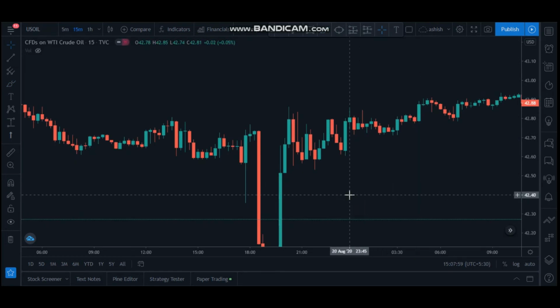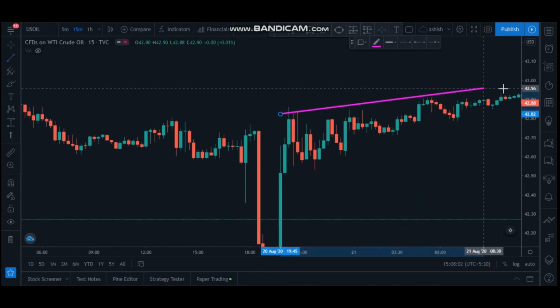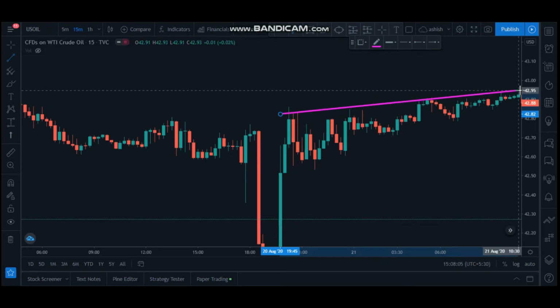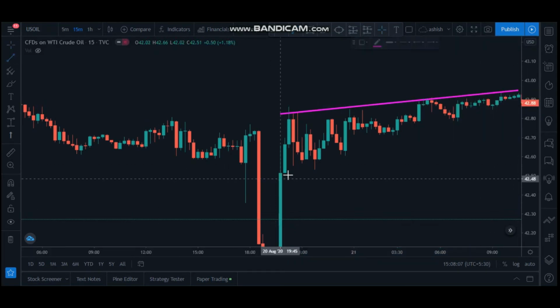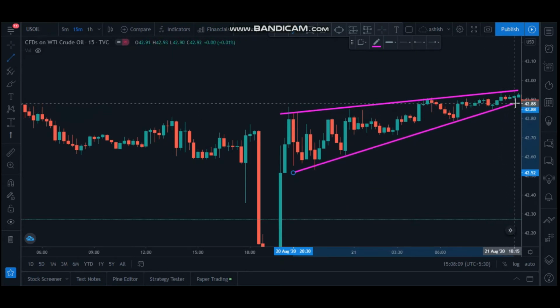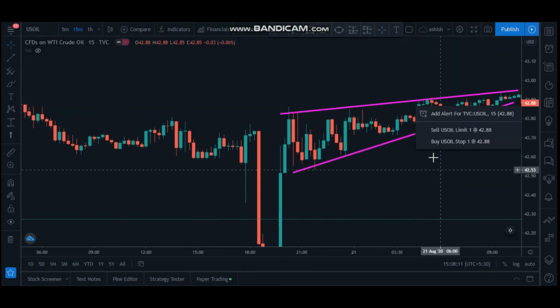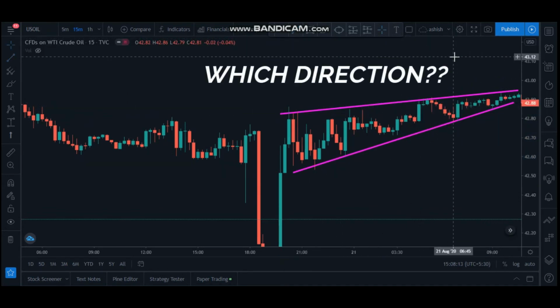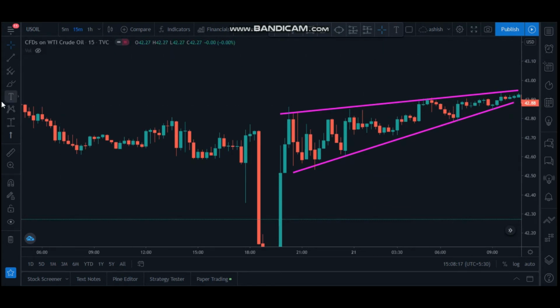Now let's take one more example of an asymmetrical triangle. So we'll simply draw a trend line this way, correct, and from the lower highs we'll connect all the dots this way. So now tell me, in which direction will the price break out? On the upside, correct?